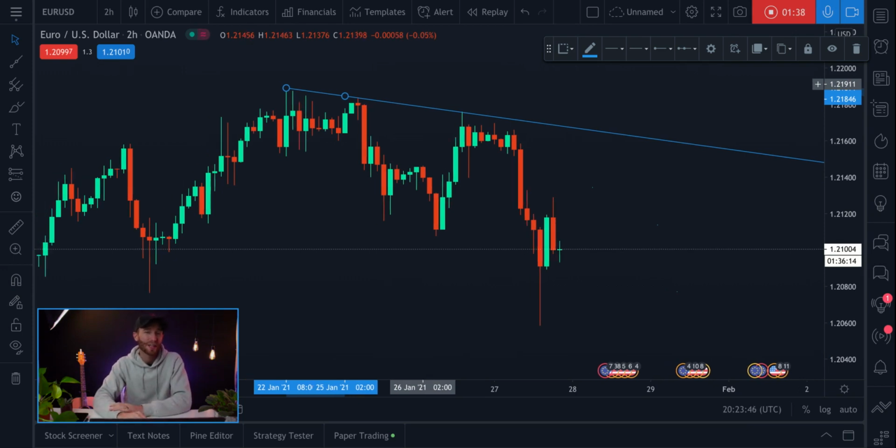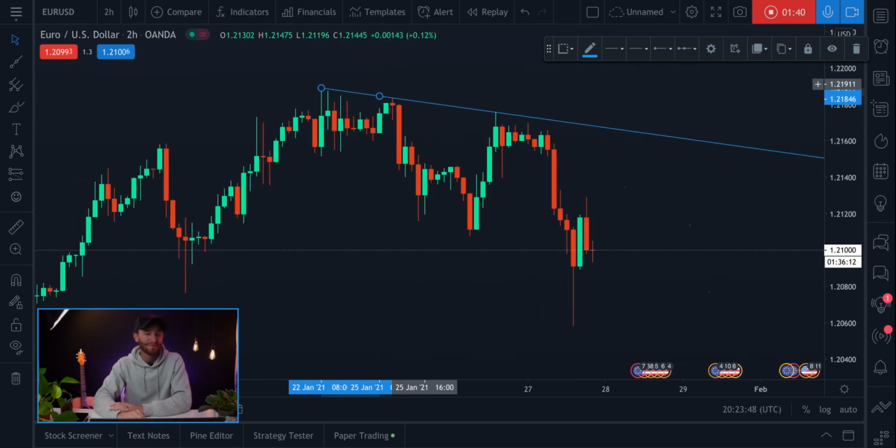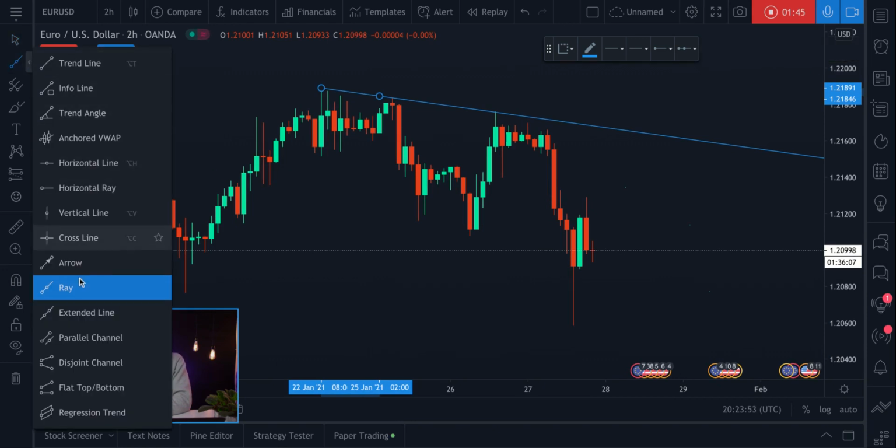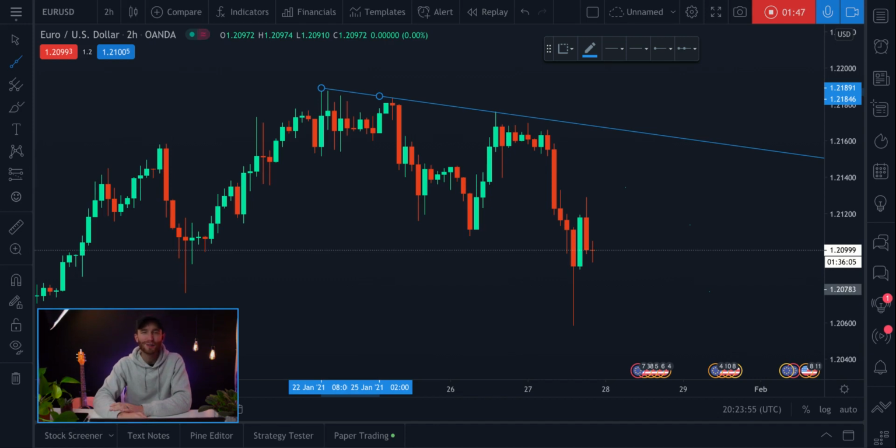Okay, let's draw a trend line on the chart for a support. So come over here, go to your ray tool, and I'll show you where this is at. It's right underneath the cursor here. It's going to go all the way down here to the ray tool. Click that, and you're good to go.